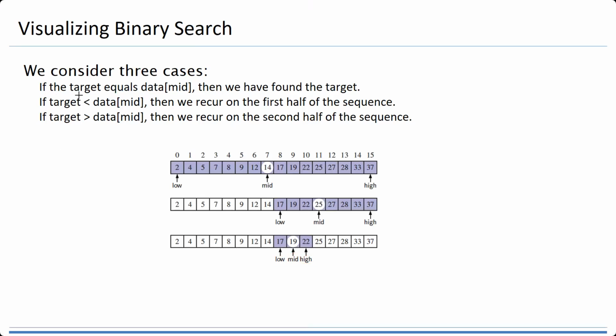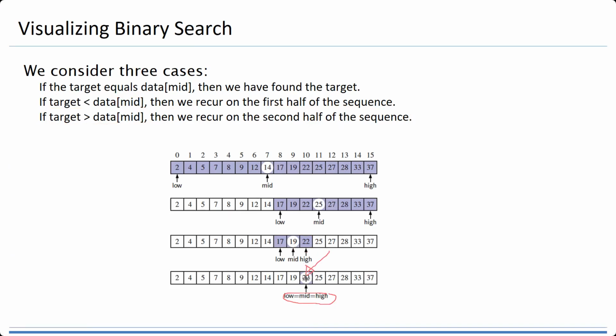Again, we check: the target equals the mid, 22 equals 19? No. And then check: 22 is less than 19? No. And then check: 22 is higher than 19? Yes. Then we recur to the second half. So we deal with only this one. Then the low, the mid and the high will be at the same index.